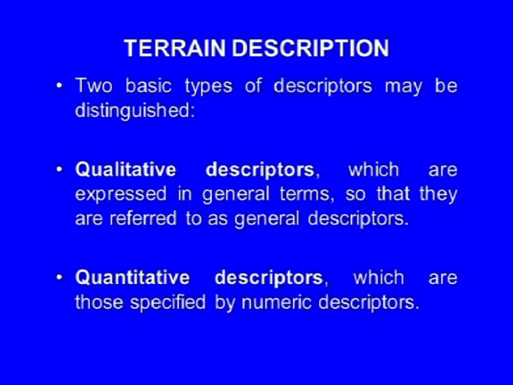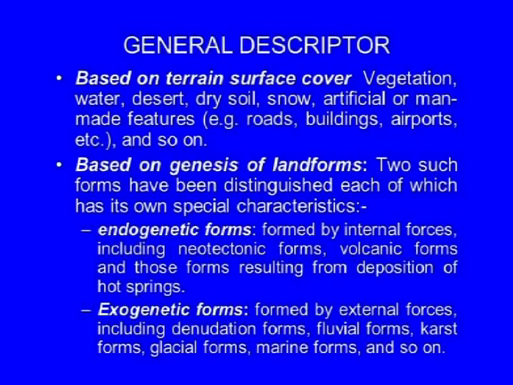Now, terrain description can be made by two basic types of descriptors. First is qualitative descriptors, which are expressed in general terms so that they are referred to as general descriptors. Second is quantitative descriptors, which are those specified by numeric descriptors. So, let us look at what is a general descriptor. It can be based on terrain surface cover such as vegetation, water, desert, dry soil, snow, artificial or man-made features, for example, roads, buildings, airports, etc. and so on. It could be also based on the genesis of landforms.